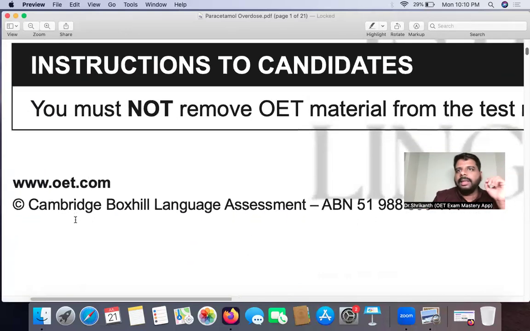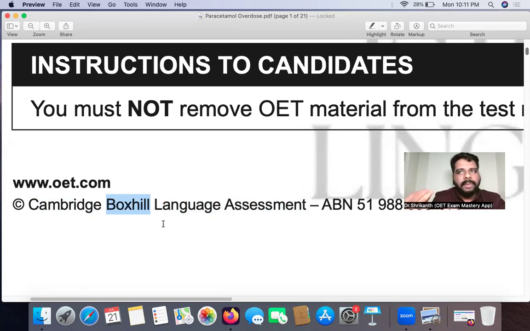The question papers that assess your skills are only made by Cambridge Boxall Language Assessment. Cambridge University is a British university that is responsible for making the question papers for OET. Boxall Institute is an Australian organization where the answer papers are scored and the marking is done. So if you want to get a very good score, you must understand the exam format, the exam pattern, and the skills required to crack Cambridge University question papers. Simple as that, nothing else.